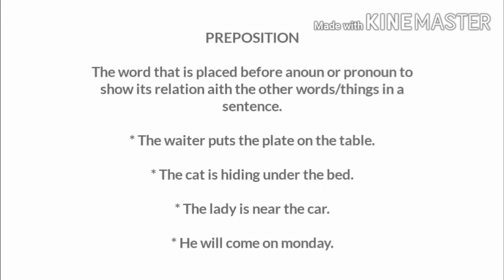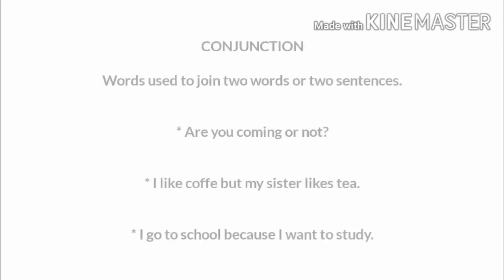The next in line is preposition. Preposition, the word that is placed before a noun or pronoun to show its relation with the other words or things in a sentence. The waiter puts the plate on the table. On is the preposition. The cat is hiding under the bed. Where is she hiding? Under. The lady is near the car. Where is she? Near the car. He will come on Monday. Time बता रहा है, so on Monday is the preposition. On, under, near are the prepositions.